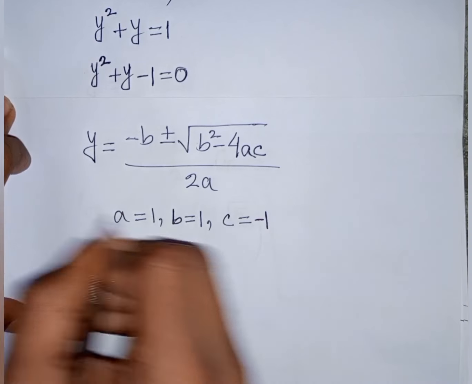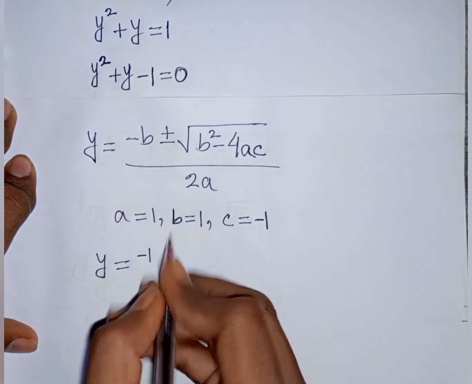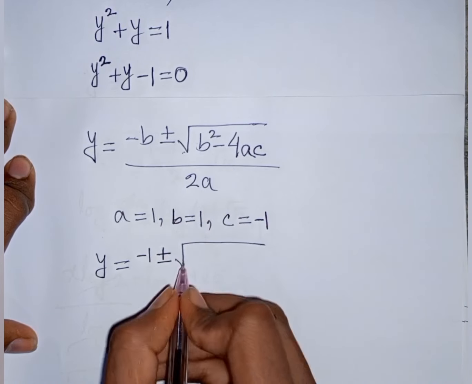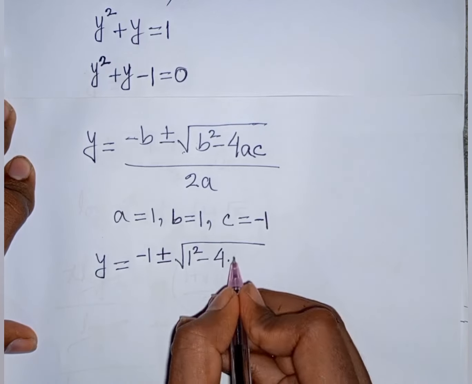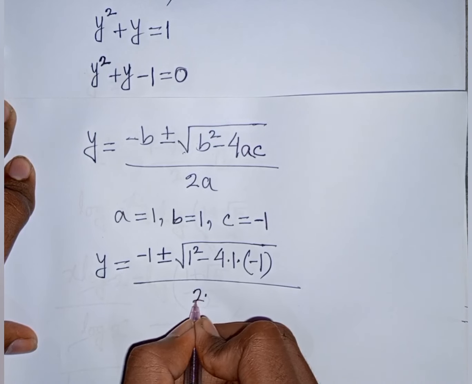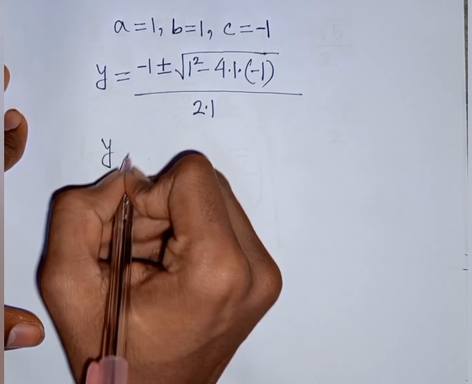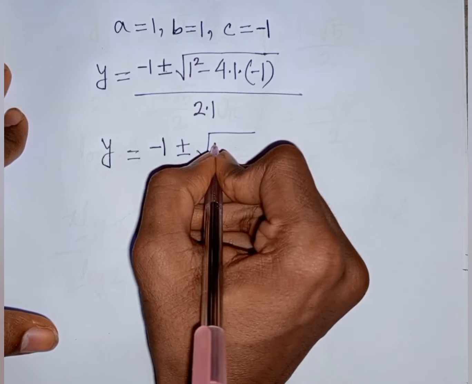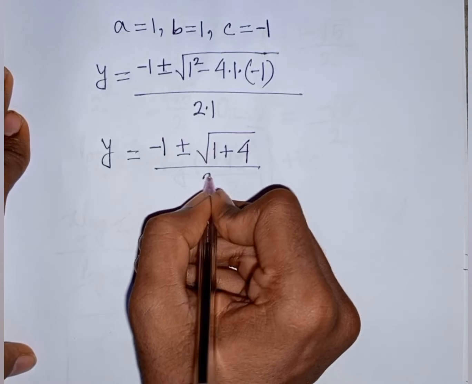Now I can write here y will be equal to minus b, that means 1, plus or minus square root of b square, that means 1 square, minus 4 times a, that means 1, times c, that means negative 1, then divided by 2 times a, that means 1. Now we can write y is equal to minus 1 plus or minus square root of 1 square is same as 1, then minus times minus, that means plus, 4 times 1, that means it will be 4, then divided by 2 times 1, that means 2.